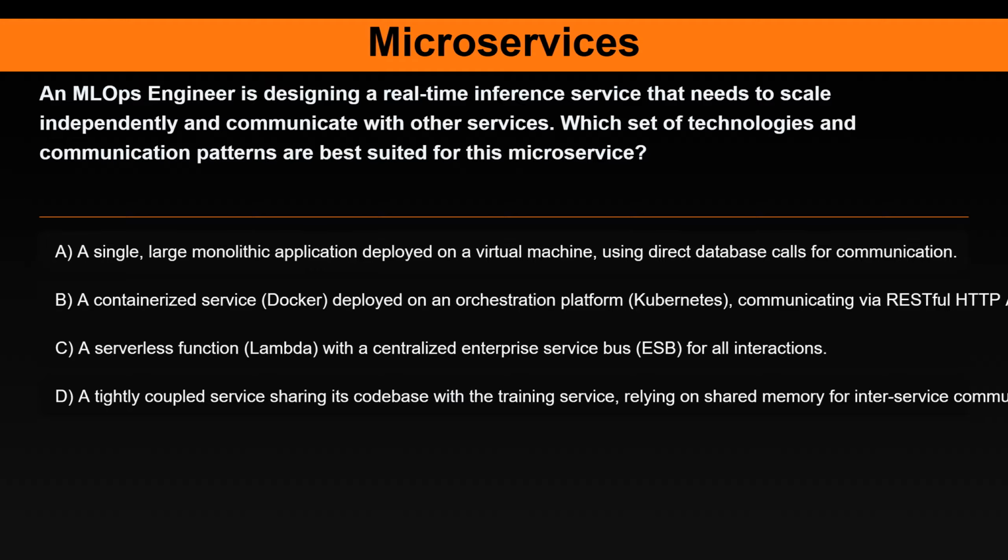Option C. A serverless function, Lambda, with a centralized enterprise service bus, ESB, for all interactions. Option D. A tightly coupled service sharing its codebase with the training service, relying on shared memory for inter-service communication.